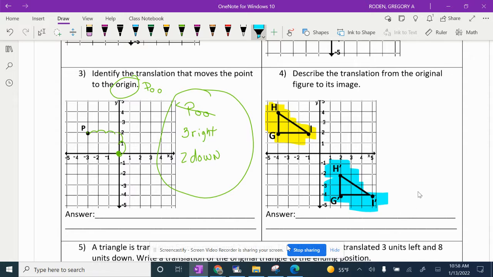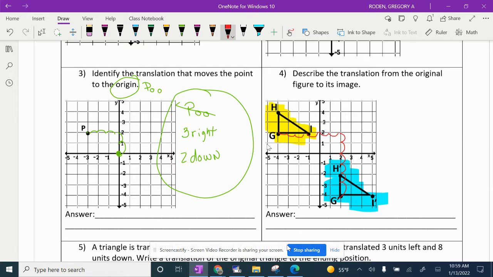So, JT, which one of those points on the yellow preimage would you like to use? I don't care. Which one? G. Okay. So what we're going to do is figure out how many do we have to move this way to get G to G prime? And how many do we have to move this way to get G to G prime? Okay. So how many do we have to move in what direction first, JT?